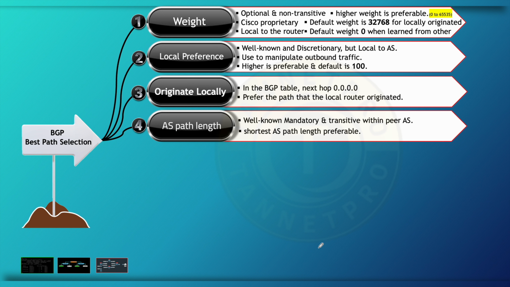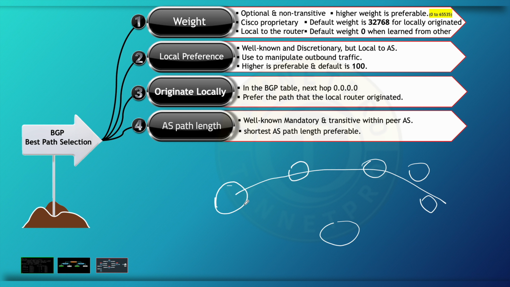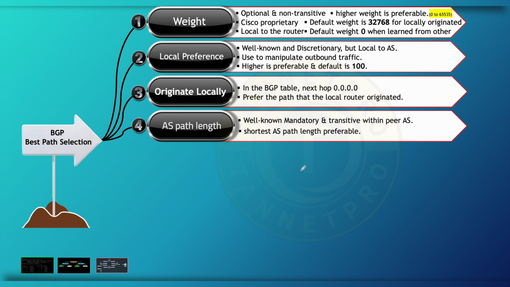And AS path length is well known, mandatory and transitive, right? But one thing to mention: it is transitive within the peer AS. So if you configure AS, it is transitive within your peer. This AS path length will go to this router, but it will not be carried forward to the other router, because in this router the AS path can be manipulated. This AS path can be changed, right? So this AS path is transitive but within the peer AS. Hope it is informative, right?